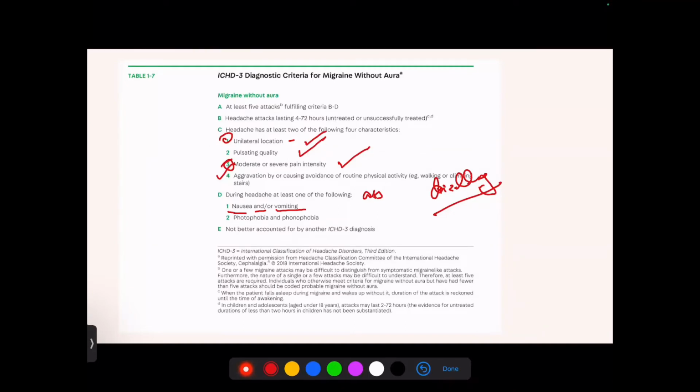If they're not, then you need to find out if they have photophobia and phonophobia. I cannot see into the light, and I want to turn off the light when there is headache, and no, I want nobody to talk to me when I have a headache, not even my kids and not even my family. And there should not be another ICHD-3 diagnosis at the same time.